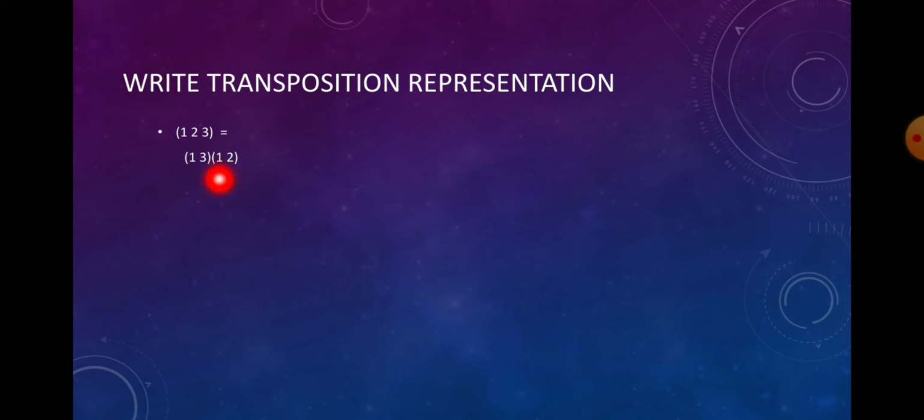That is nothing but an even number of transpositions. By the above theorem, we know that any other representation you try to write will require an even number of transpositions only. Similarly, can you write for this? I have (1 3 2) as a 3-cycle. You can write this as (1 2)(1 3). Okay. I hope you understood it, and you can try for the other questions also.